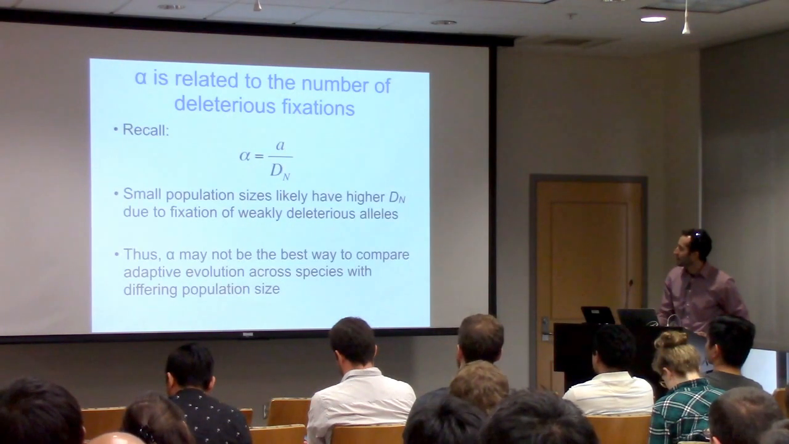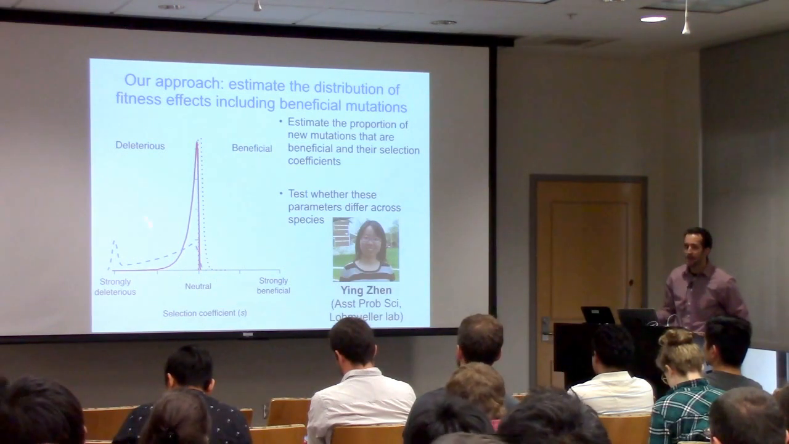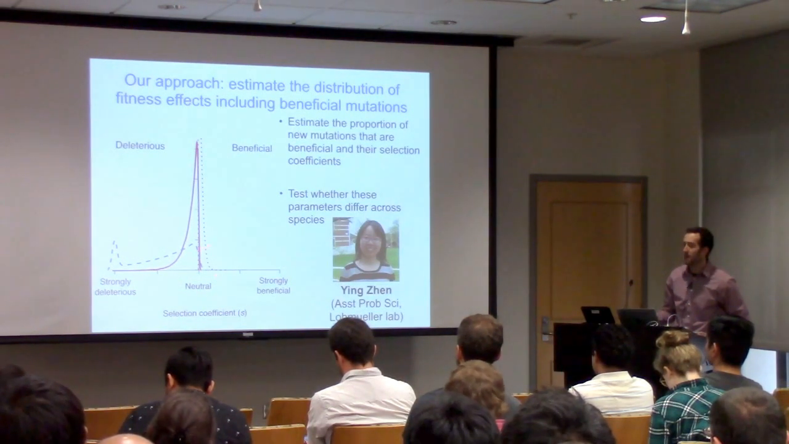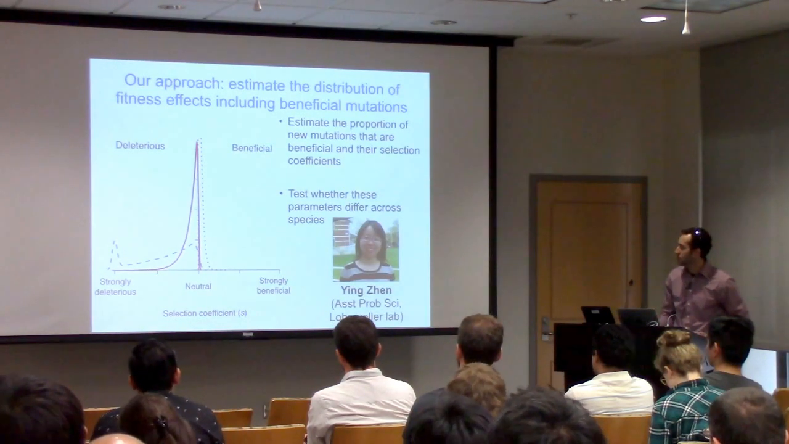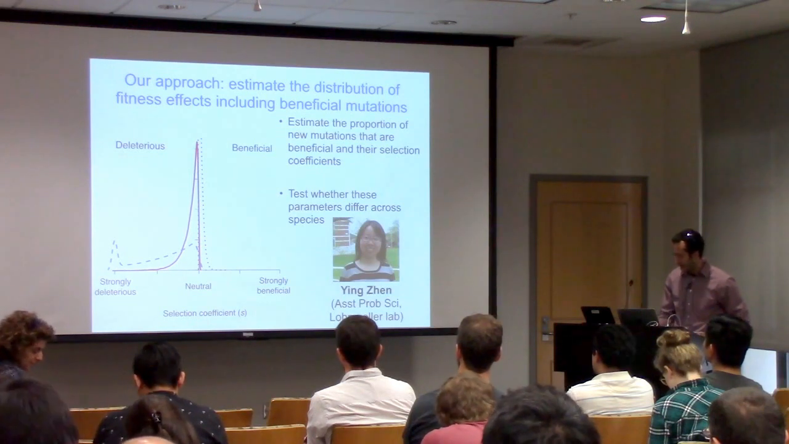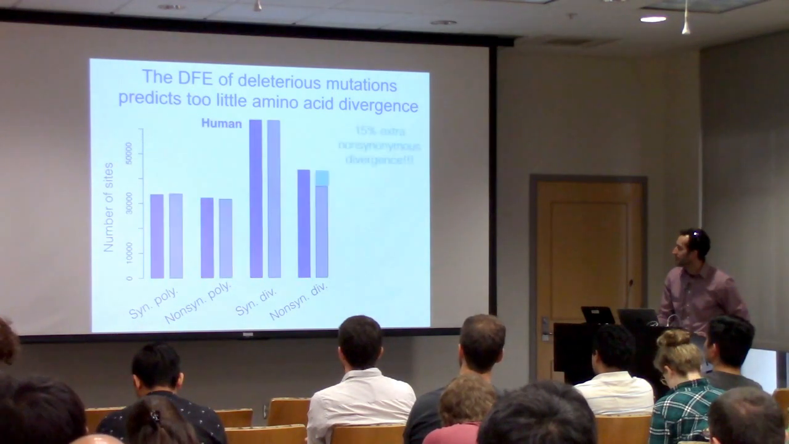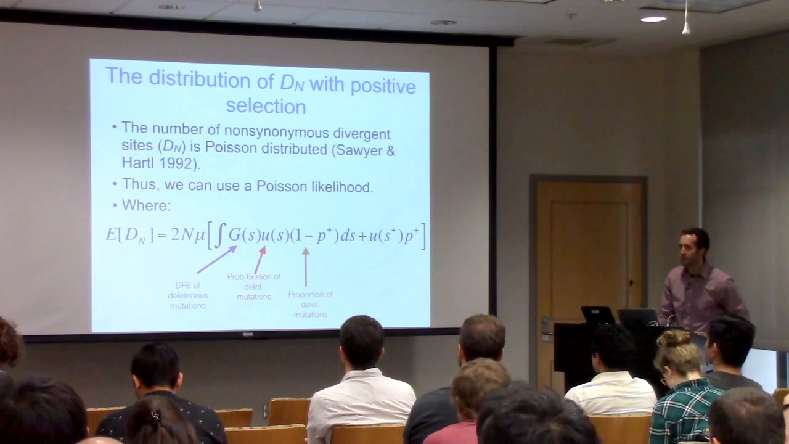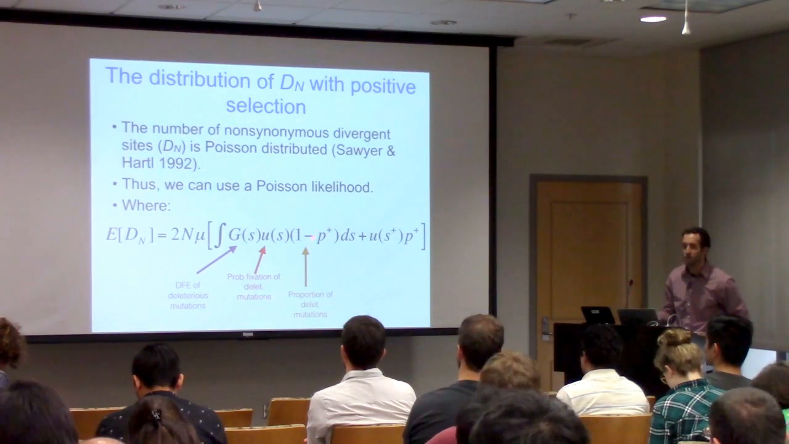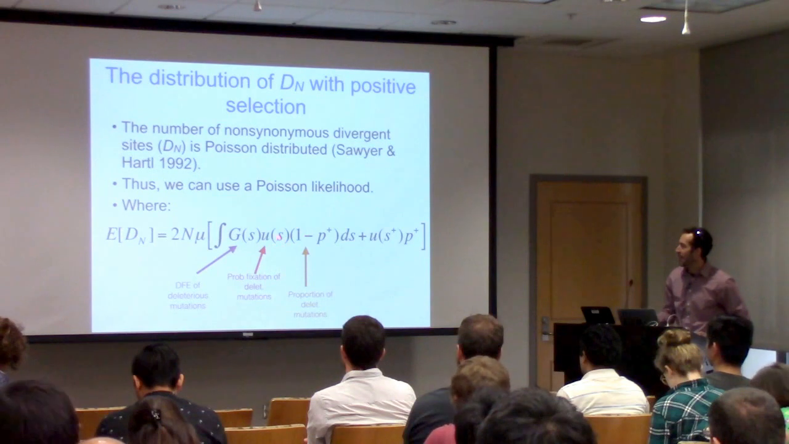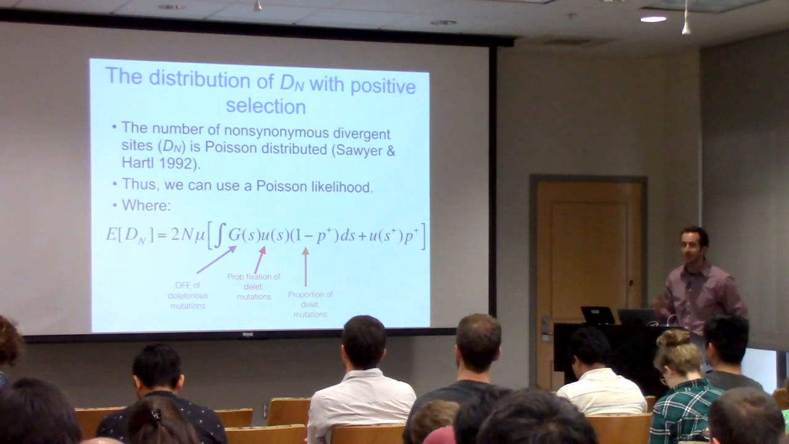So I'm just going to cut through and say what we did was actually try to directly estimate this weakly beneficial part of the distribution of fitness effects using the same machinery that I just spoke about, looking specifically at these fixed differences. I'm just going to cut through some of these results. So this is how we can essentially extend the previous framework to actually include a proportion of beneficial mutations. That's this P plus parameter, and the average selection coefficient S plus of the beneficial mutations. So the idea is we want to estimate that.